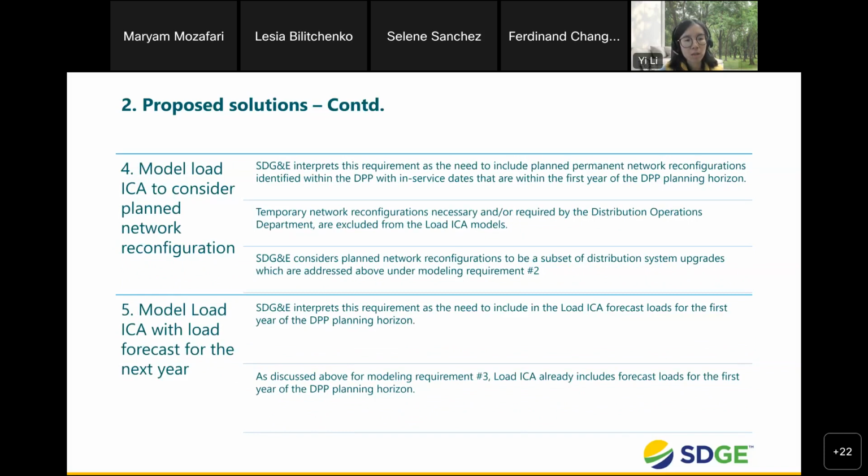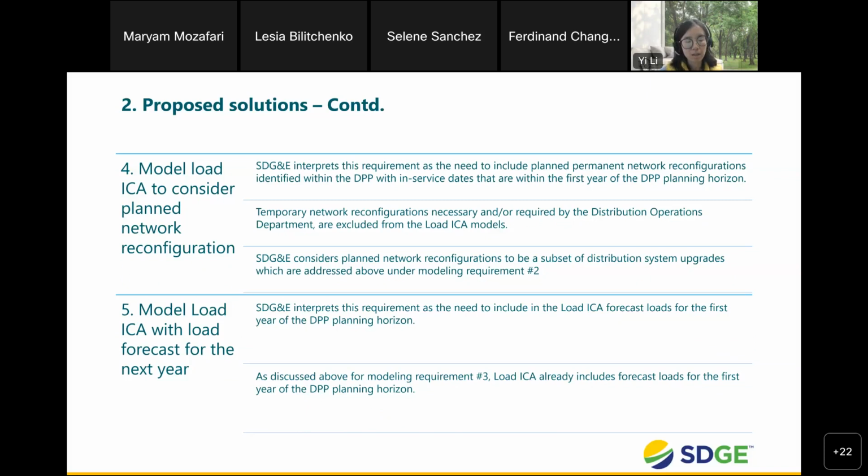For the modeling enhancement number 4, where the model Load ICA is to consider planned network reconfiguration, just to clarify, we interpret this requirement as asking to include the planned permanent network reconfigurations identified with DPP in-service dates within the first year of the DPP planning horizon. The reason I want to make that clarification is that I want to make sure that we are not going to include the temporary network configurations that are typically called by our distribution operations department, sometimes in response to a system interruption or a faulted event, and those are not going to be included in the Load ICA modeling change.